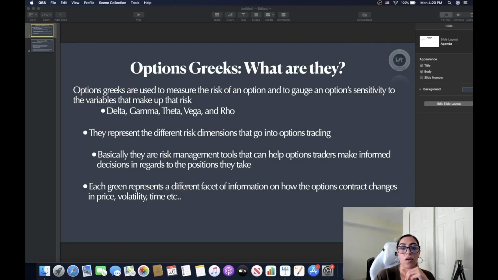Alright guys, so let's go ahead and get started. I'm going to go through Theta today. We're going to go through kind of an overview of what the Greeks are and what they represent, and then we're going to go through Theta specifically.